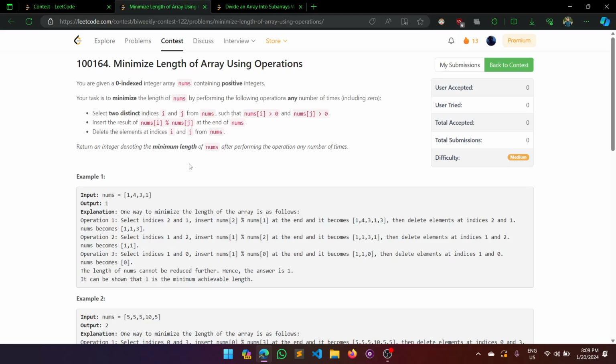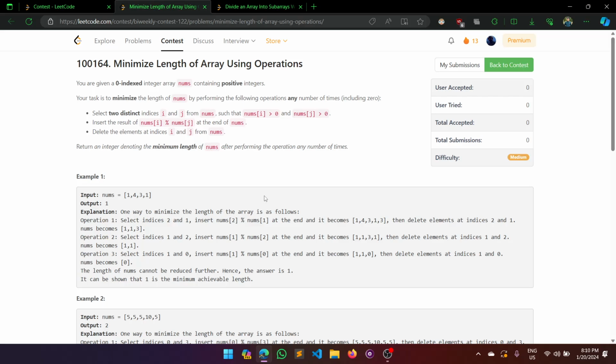Minimum length of array using operations. Given an integer array nums containing positive integers, we want to minimize the length of nums by performing the following operation any number of times, including 0. Select two distinct indices i and j from nums such that they are both greater than 0. Insert the result at the end of nums and delete both of them. Okay, so there is no restriction on what i and j could be other than this. They have to be greater than 0 after performing the operation any number of times.